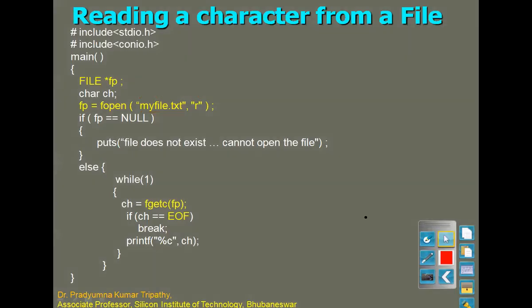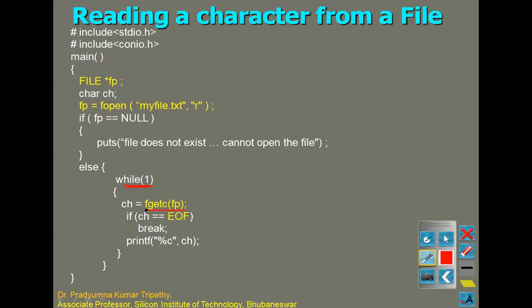So what we do over here, we read a character. If the character is the end of the file, then break. While 1 means we will continue in an infinite loop; it will not stop. What it will do, it will read a character from the file. The getc function reads a character from the keyboard and sends it to the memory.